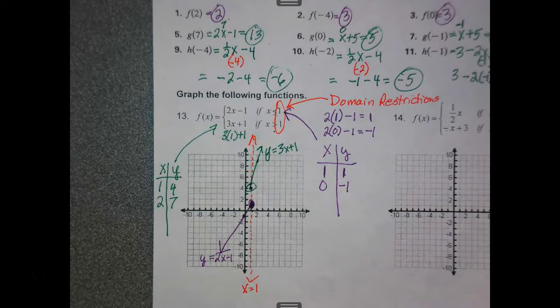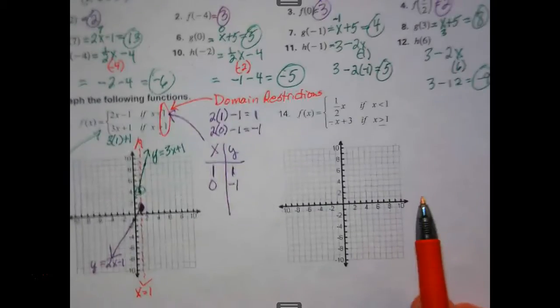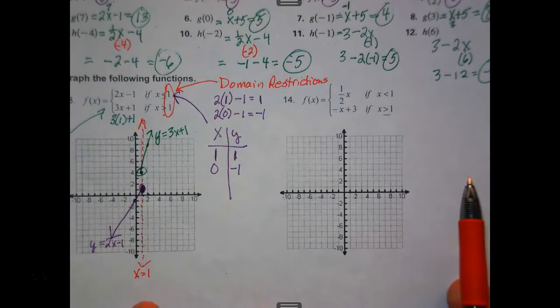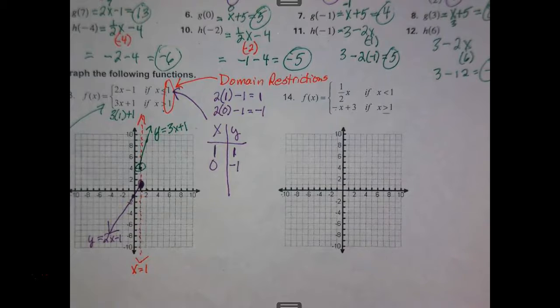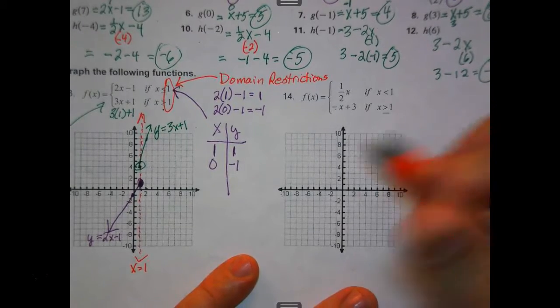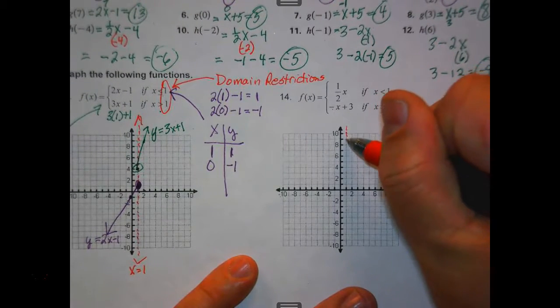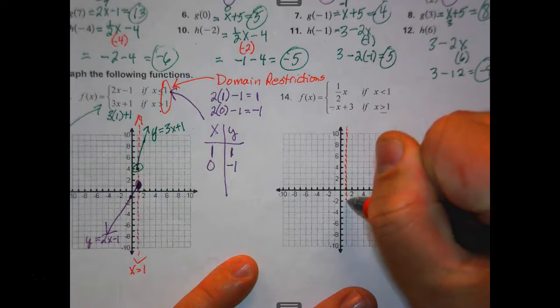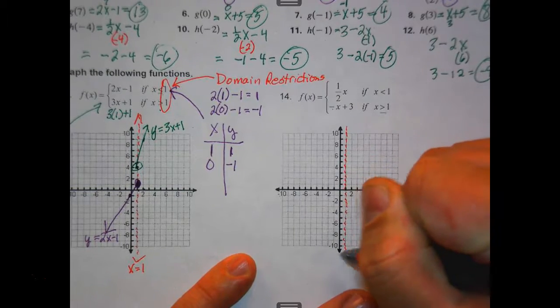Good question. Let's do another one. 14. By the way, this would really help if you have colored pens and markers and highlighters. All right. Where's my boundary line? Right. X equal 1. Same one. So there's my boundary line.